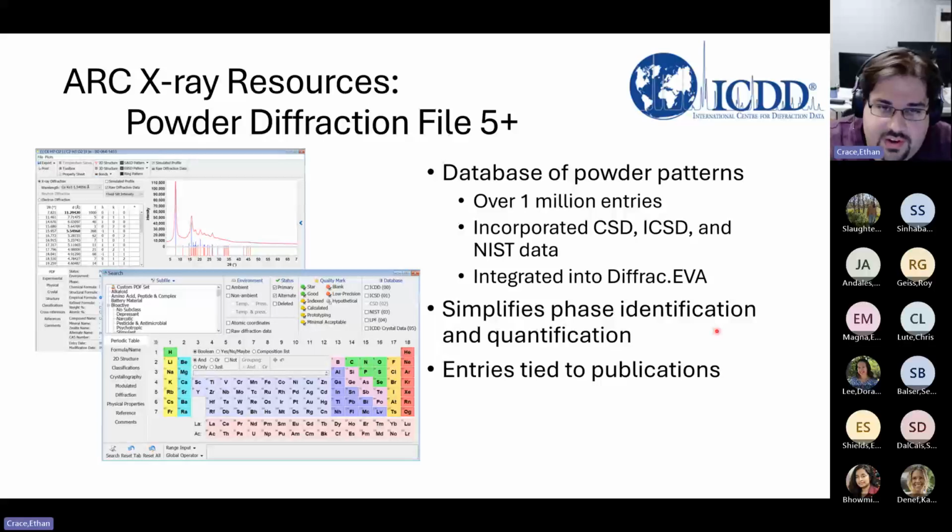And then the last one is the powder diffraction database, which has simulated powder data and actual powder data for over 1 million different compounds. This is integrated into our software that works with our PXRD, so you can go through and use this database to do phase identification to help you with quantification. It's also a good way where if you search for specific types of materials, everything's tied back to publications as well, so you can also do literature searches this way.